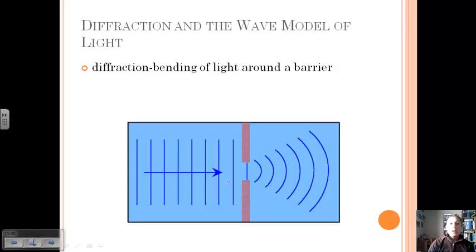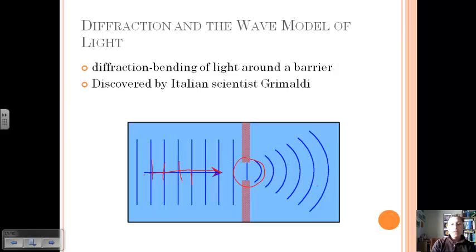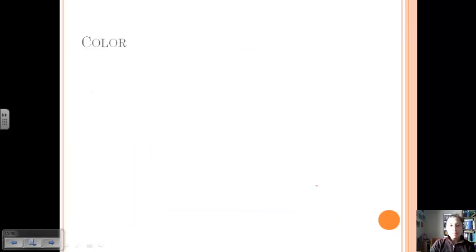Diffraction is the bending of light around a barrier. If you take a look at our picture, we have the direction of the wave. Remember the ray model when we looked at just regular waves? This is very similar. These represent the wavelengths, and as the wave goes through this barrier, it's changing the shape of the wave. So it's bending the light around a barrier. This was discovered by the Italian scientist Grimaldi.